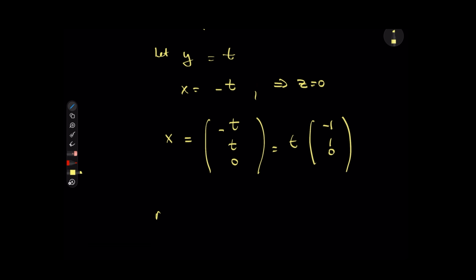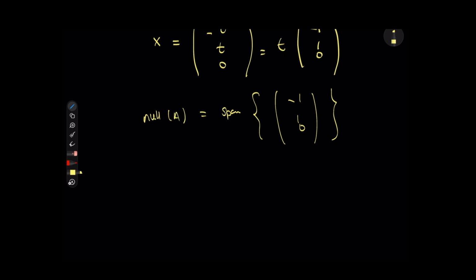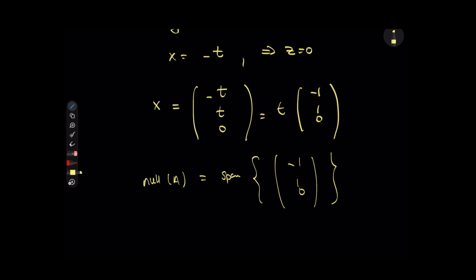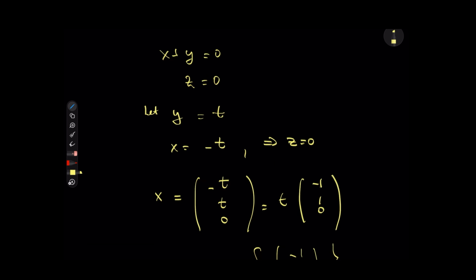So the null space of A would be the span of just this. That's it. Because the dimension of the null space would be 1. Right? And this makes sense because we only have one free variable. So we actually finished the question further up.